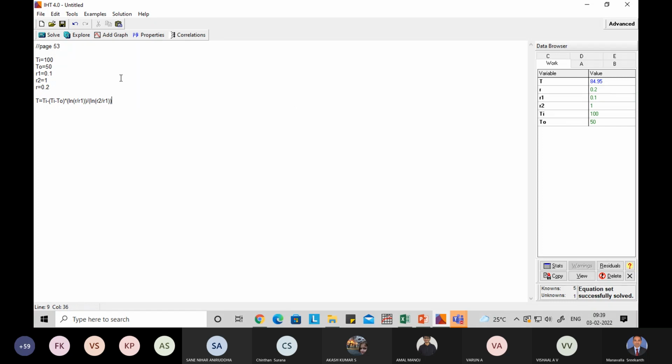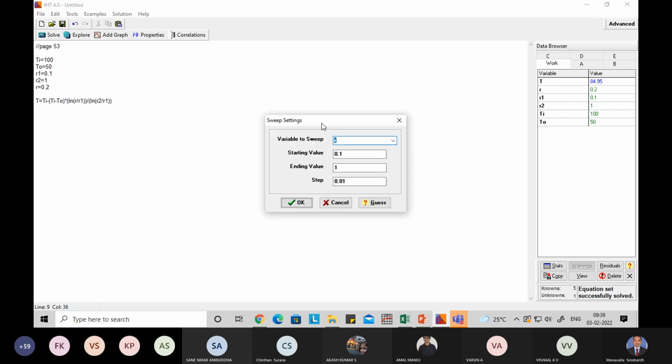For that, you click this button called Explore, and it will ask which variable to explore. By default, it has taken R, so we'll keep it as R. Starting value 1, ending value 1.5, and step value 0.01. You can very well take it as 0.05 also, or 0.02 also, whichever. Because our R2 is 1.5, this is okay, and I'll press OK.